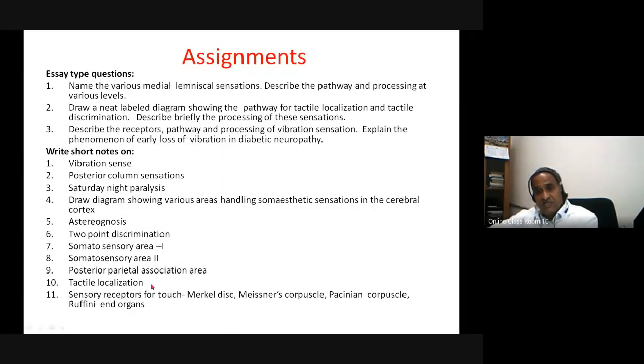The tactile localization, sensory receptors for touch. Each one may be asked as a short note question: Merkel disc, Meissner corpuscle, Pacinian corpuscle, Ruffini end organs. I have dealt with them in a little detailed manner in my discussion.